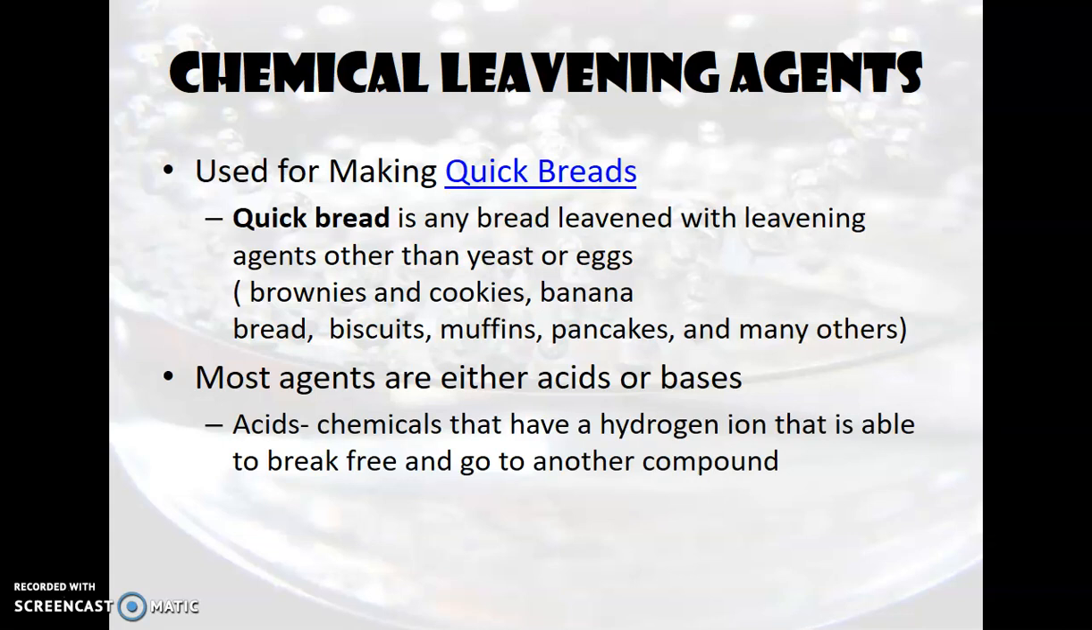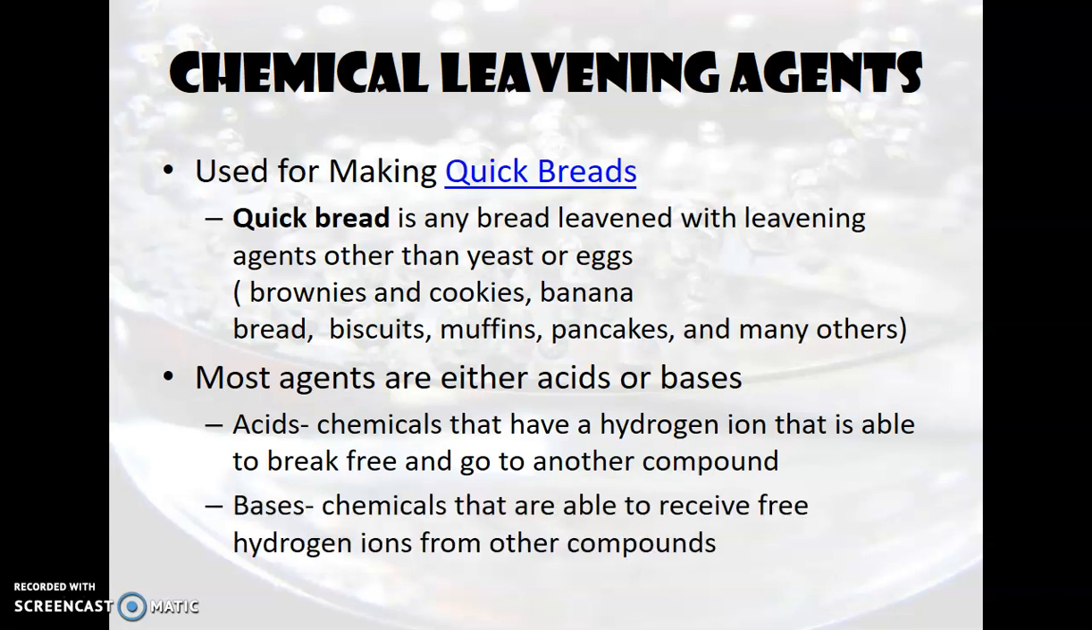What acids are and what makes them acidic is that they are chemicals that have a hydrogen in their chemical formula that is able to break away and go to another compound. And those hydrogens are the things that end up being responsible for the production of the carbon dioxide that we will see later on when we talk about the actual chemical reactions.